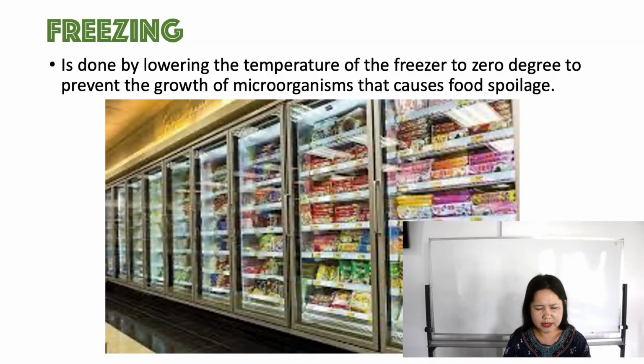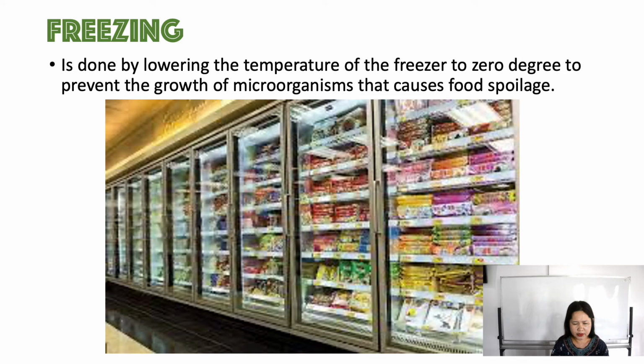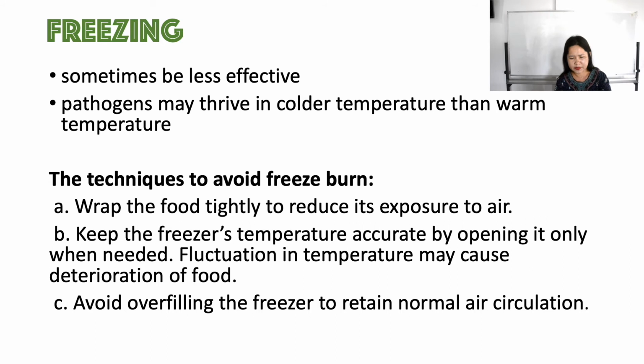Number 4, freezing. Freezing is done by lowering the temperature to 0 degrees to prevent the growth of microorganisms that cause food spoilage. However, freezing is sometimes less effective compared with the other methods because pathogens thrive more in colder temperatures than in hot and warm temperatures. And these are the techniques to avoid freezer burn.